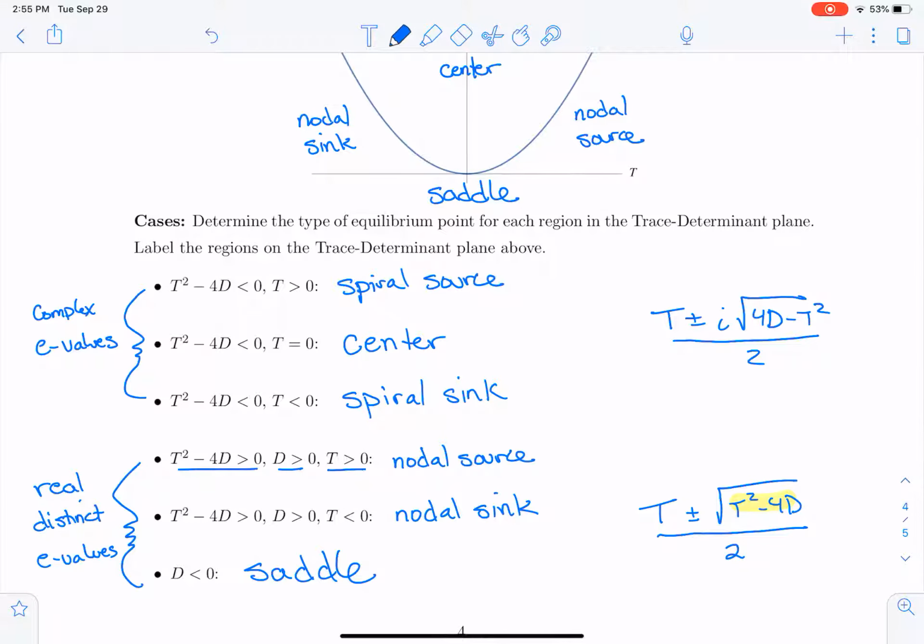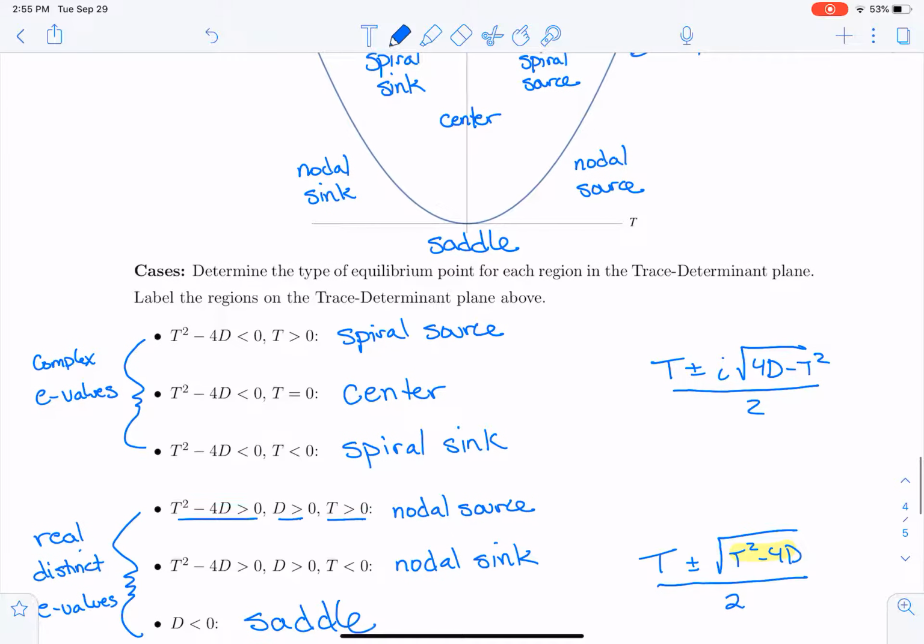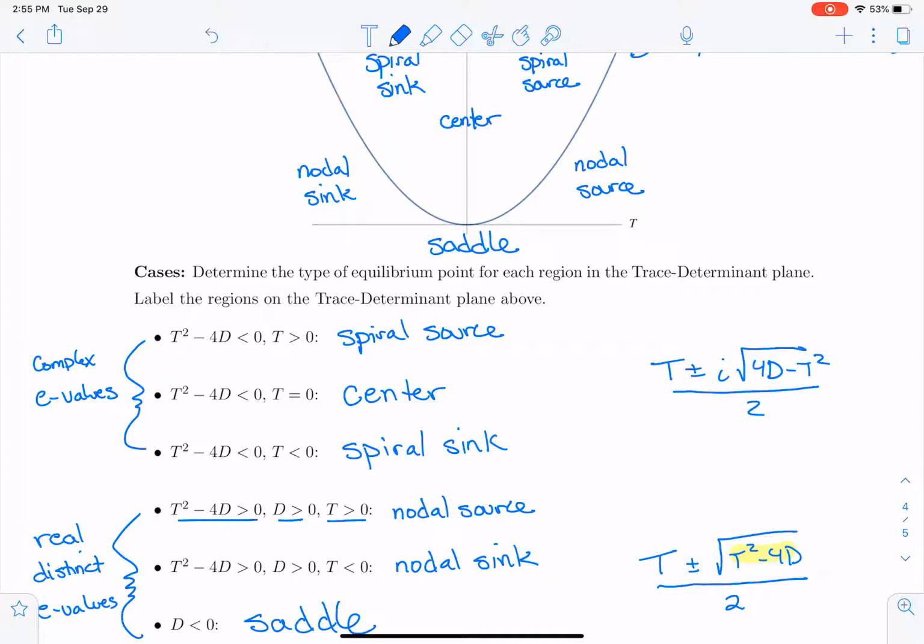Now, the only case that I haven't labeled is when t squared minus 4d equals 0. Those don't have official labels. I like to call this the repeat source, meaning a repeated eigenvalue that is a source. And I like to call this one the repeat sink, because again, the repeated eigenvalue is negative, and so it's a sink.